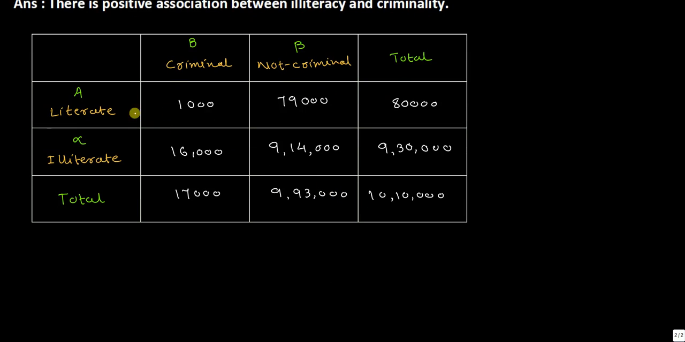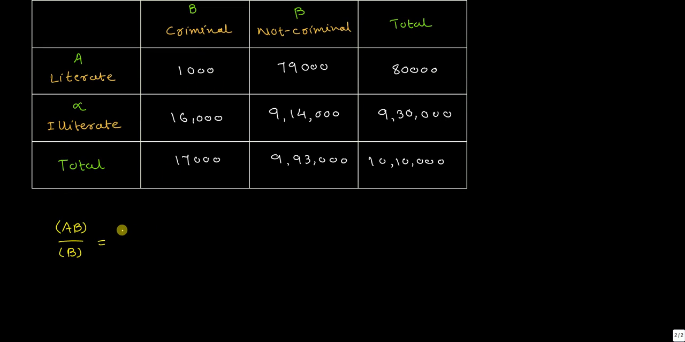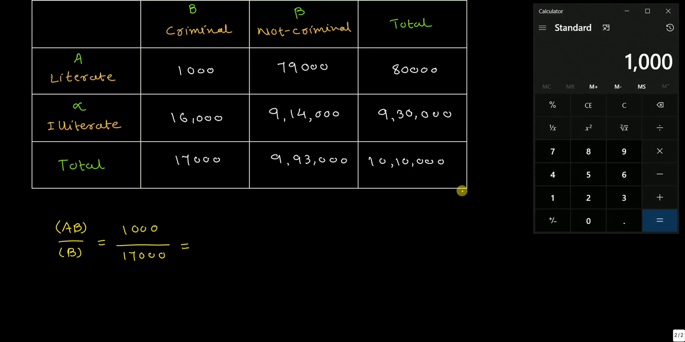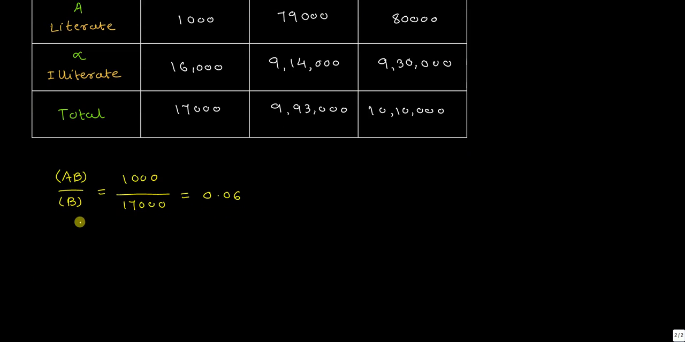Now the question is asking for A and B. Find out AB upon B. AB upon B is equal to AB, 1,000, divided by 17,000, the total of B. So 1,000 divided by 17,000 is equal to 0.06.